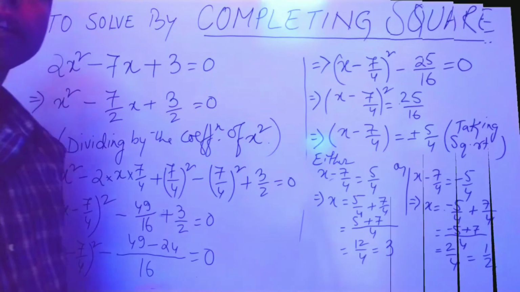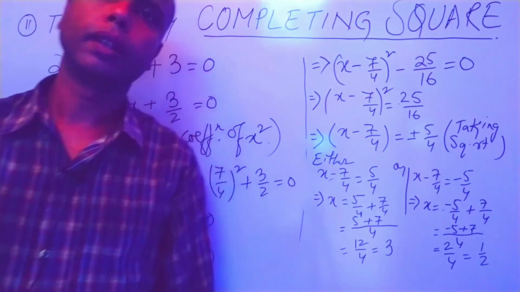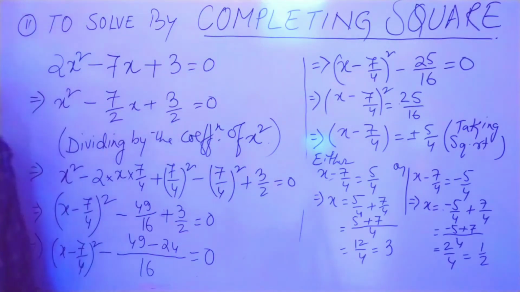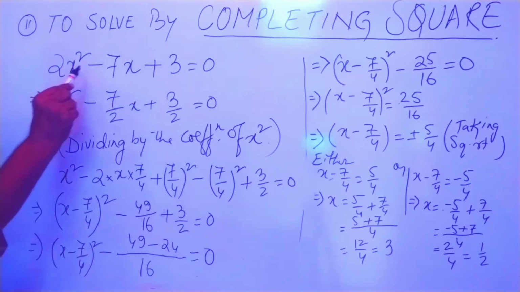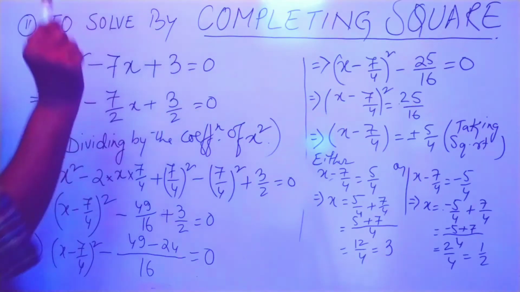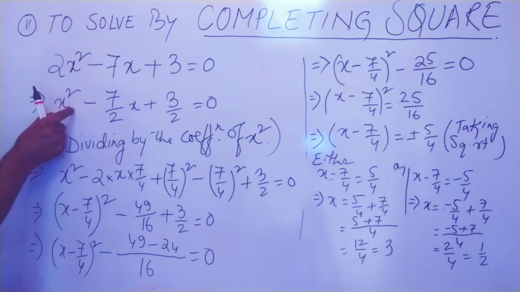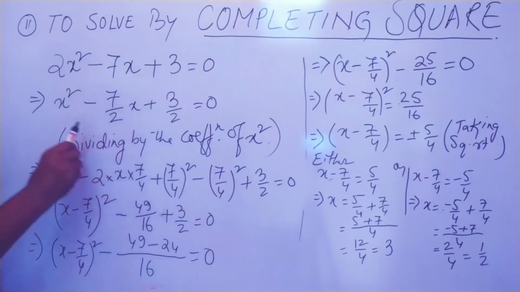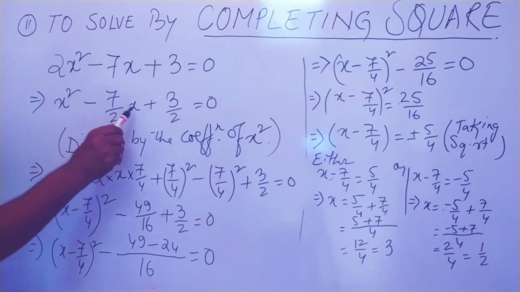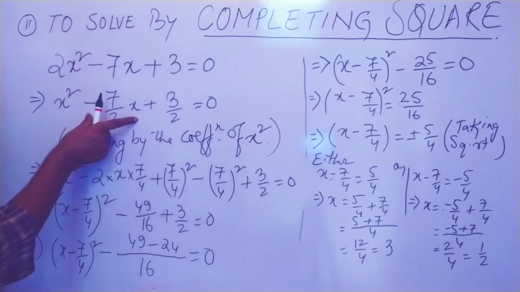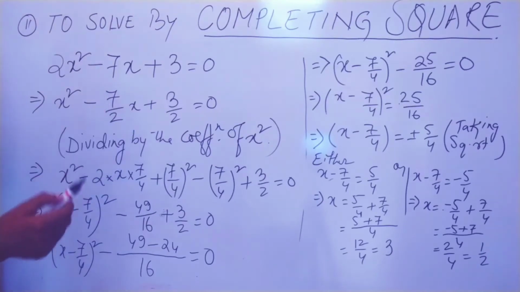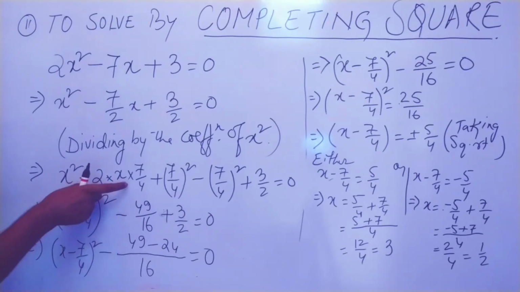Here, in the second case, we cite an example to solve by completing the square. We have the equation 2x square minus 7x plus 3 equal to 0. We divide the whole equation by the coefficient of x square, and we get x square minus 7 by 2 x plus 3 by 2 equal to 0. We try to make it a completing square, of the form a square minus 2ab plus b square, which is a minus b whole square. We try to make it in that form.